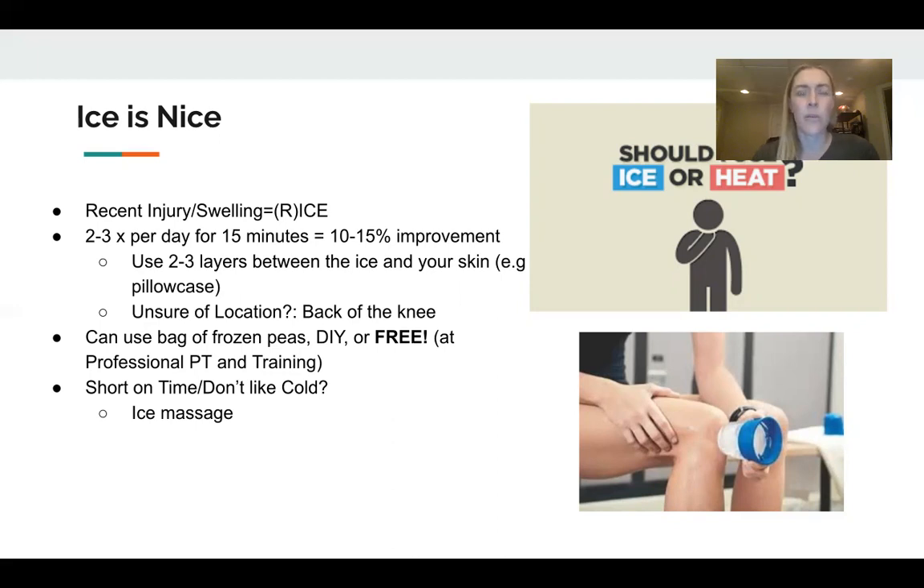Just remember to put a couple layers between you and the ice. That's why a pillowcase can be good. If you're not sure where to put the ice, the back of the knee is a good spot, just because there's lots of vasculature back there. You can use a bag of frozen peas. There are some do-it-yourself ice packs. We have a nice recipe in our knee tip sheet. Or you can just come by the office. We have some really great ice packs and we'd love to share them with you. Just let us know you're coming in.